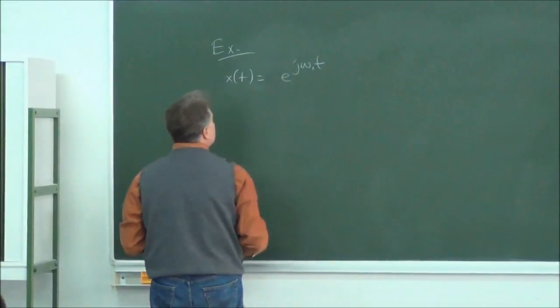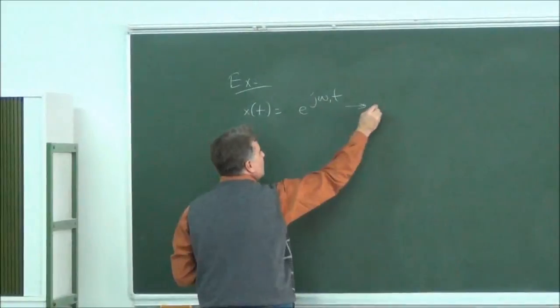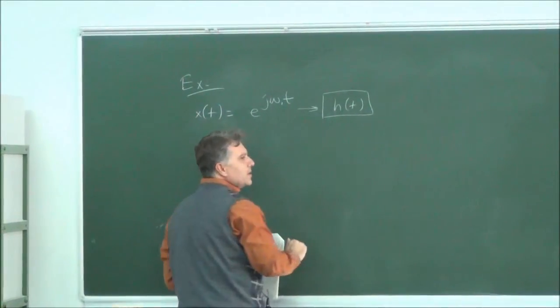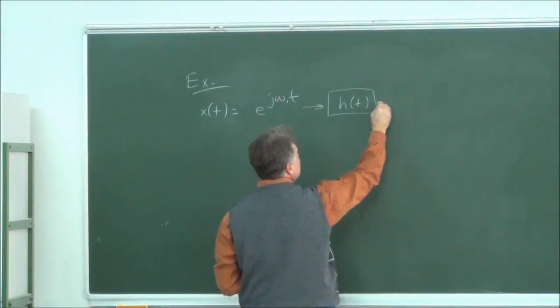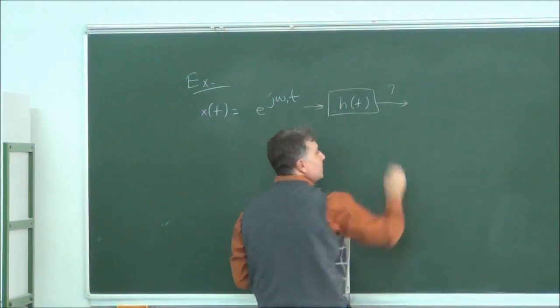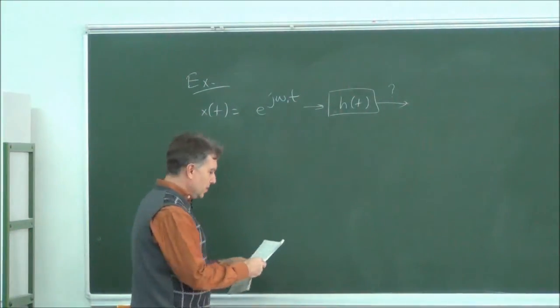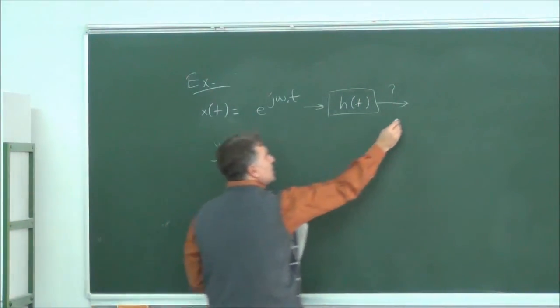If this is our input, and if it goes into a linear and time invariant system, an LTI system with impulse response h of t, what is the output? For that, you need to convolve. You need to make a convolution. The output is y of t, of course.